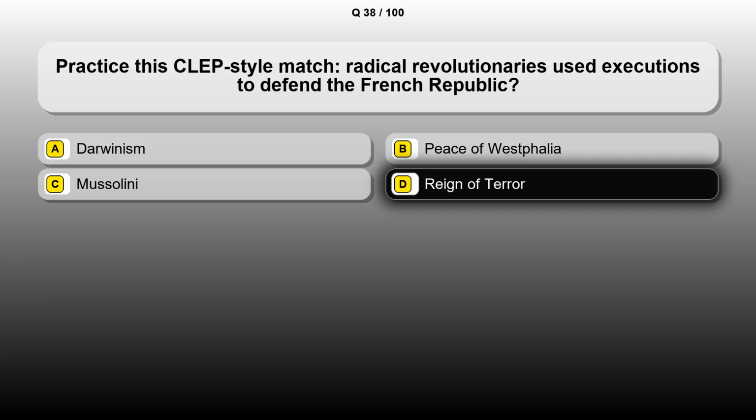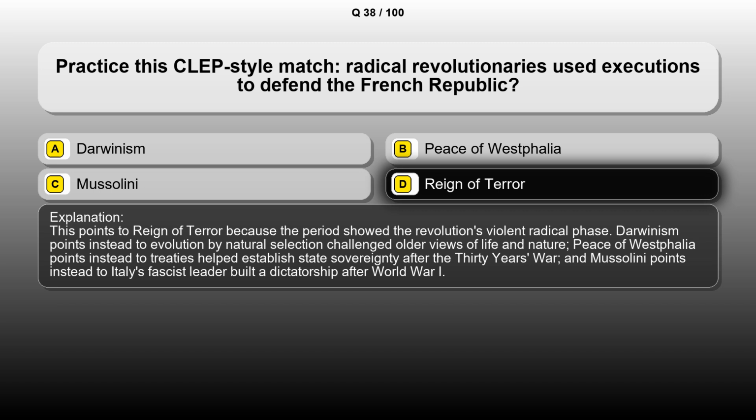The correct answer is option D, Reign of Terror. This points to Reign of Terror because the period showed the revolution's violent radical phase. Darwinism points instead to evolution by natural selection challenged older views of life and nature. Peace of Westphalia points instead to treaties helped establish state sovereignty after the 30 Years' War, and Mussolini points instead to Italy's fascist leader built a dictatorship after World War I.